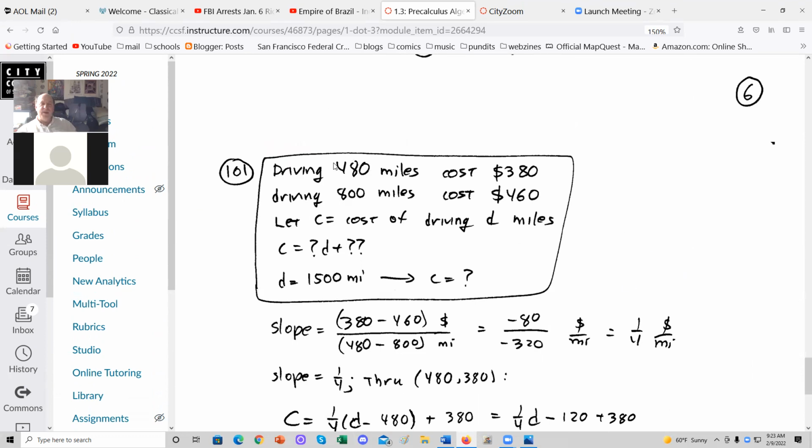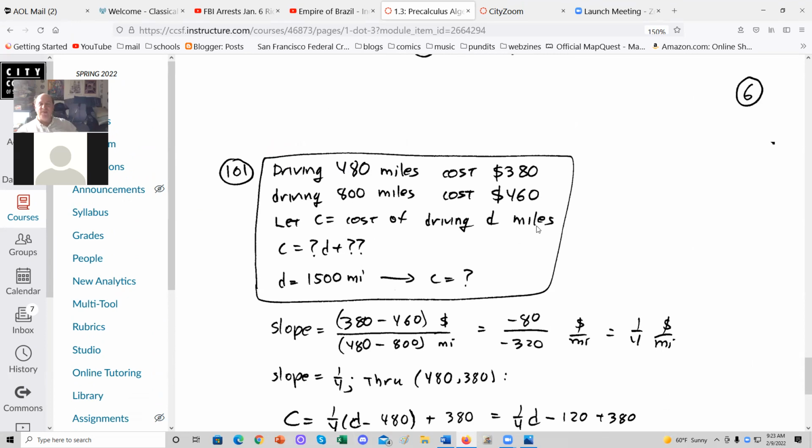Okay, this is a word problem. Driving 480 miles costs $380. Can you even do that nowadays? Never mind, probably with the gas prices. Driving 800 miles costs $460.